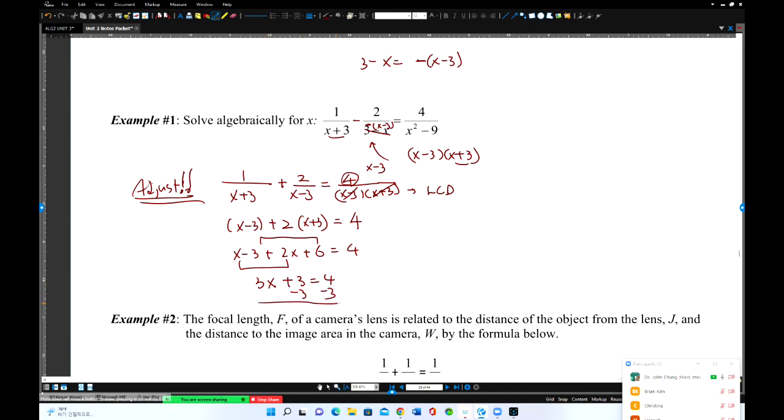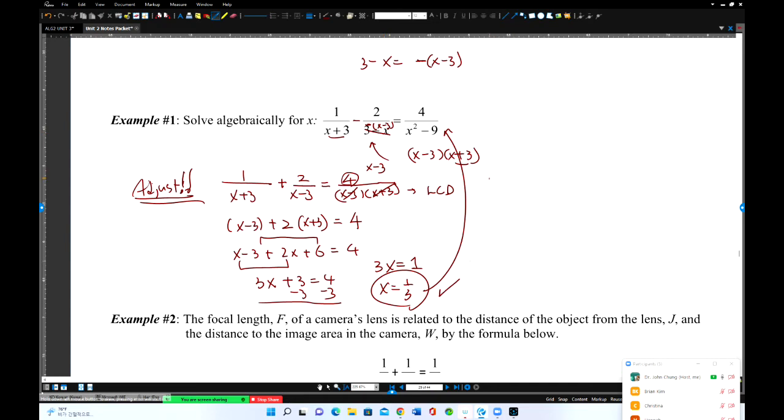This is linear isolation, okay? Linear is always isolation. So 3x equals 1. The value of x equals what? 1/3. 1/3 is no problem, because it can never make the denominator 0, right? That's the solution. Is that okay?